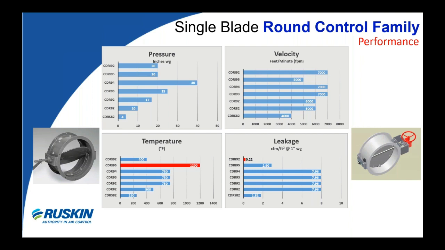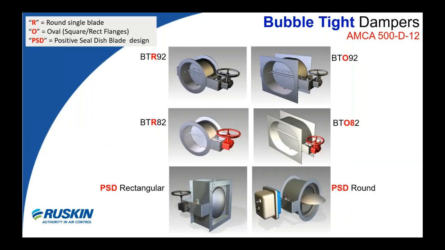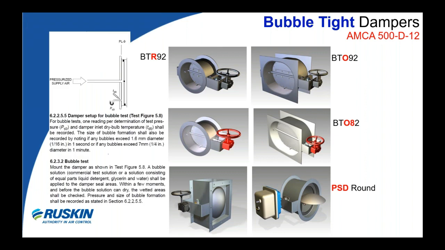When airstream isolation or containment is the critical requirement of your specifying engineer's design, Ruskin goes beyond the standard design and construction of our CDR series dampers to provide you with our line of bubble-tight dampers. These dampers have been designed and tested for performance in compliance with the requirements of AMCA Standard 500D. The AMCA Standard 500D bubble test criteria, seen here as paragraphs 6.2.2.5 and 6.2.3.2, are applied to both the blade seal and the shaft seal to confirm the containment of the airstream is achieved.